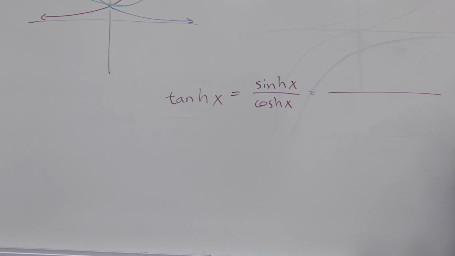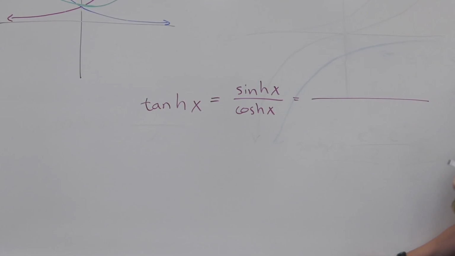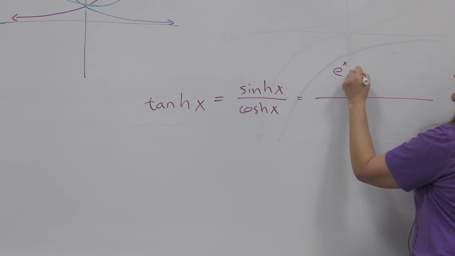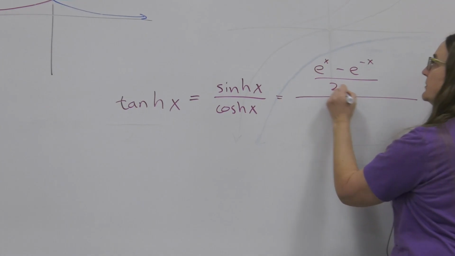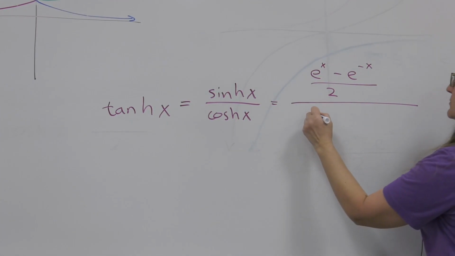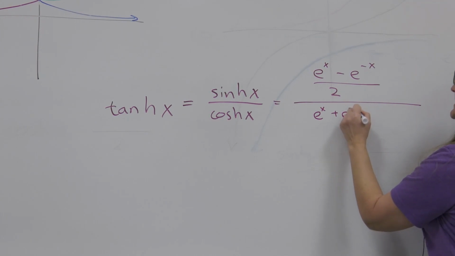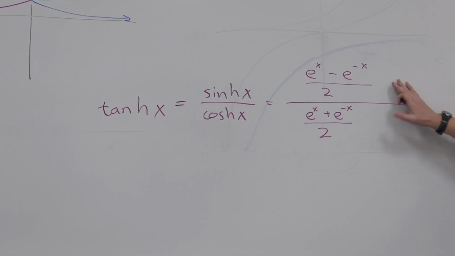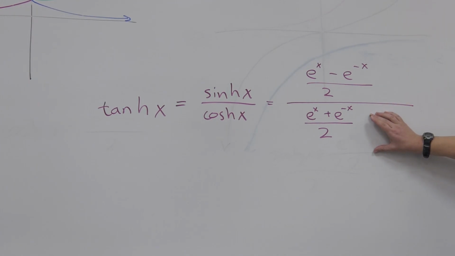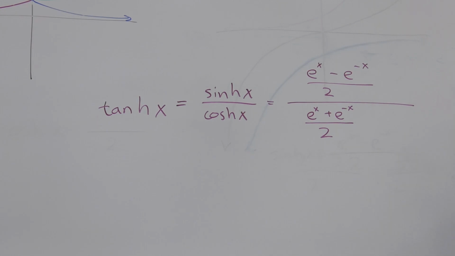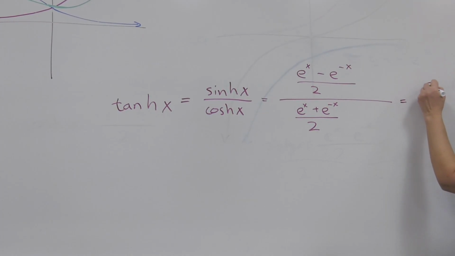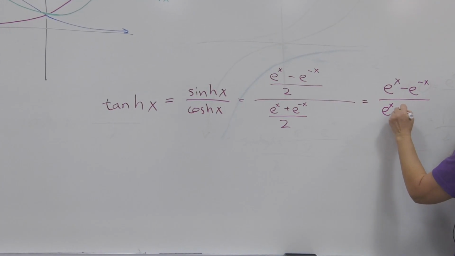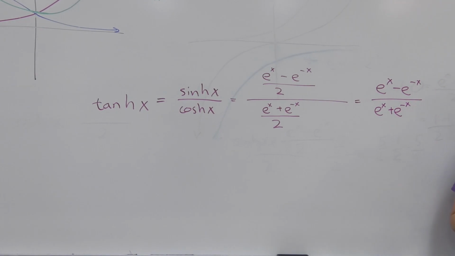But then I should be able to express that in terms of the exponential function. Because sinh, we said, was e to the x minus e to the negative x all over 2. And cosh, we said, was e to the x plus e to the negative x all over 2. Now that's a lovely complex fraction, but it's just this fraction divided by this one. If I flip and multiply by the reciprocal, those 2's are going to cancel. So we'll get e to the x minus e to the negative x over e to the x plus e to the negative x.